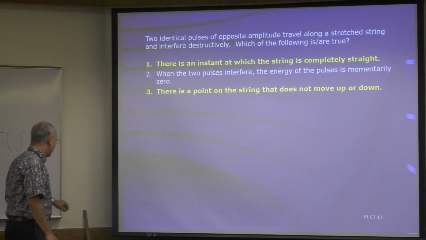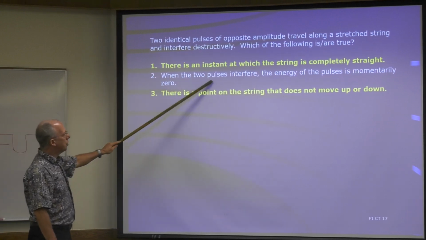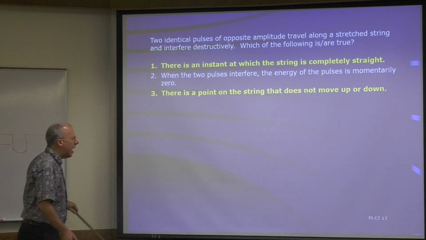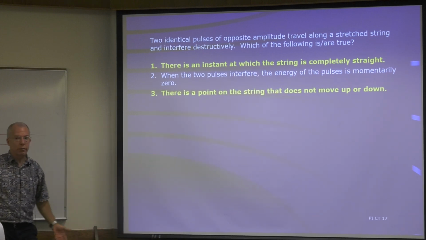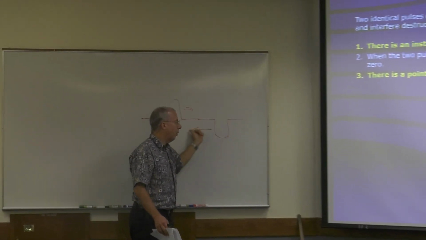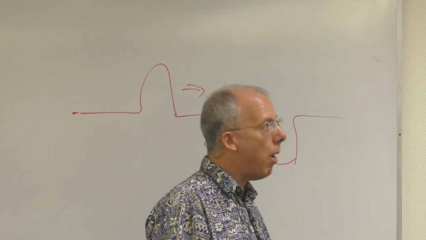Now, number two, it's important to realize that this is false. Number two says, when the two pulses interfere, the energy of the pulses is momentarily zero. Well, how can that be? I mean, energy is conserved, right? This guy has energy, it takes energy to move. This guy has energy, it takes energy to move. The energy doesn't go away, because energy is conserved, like we learned in Physics 121.